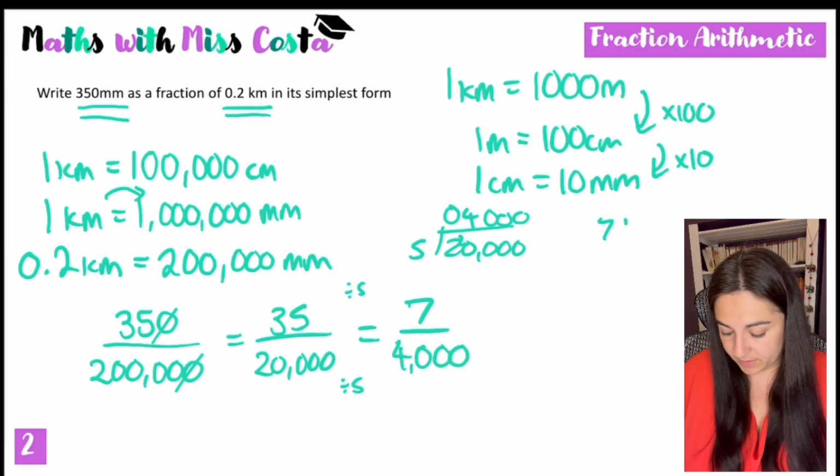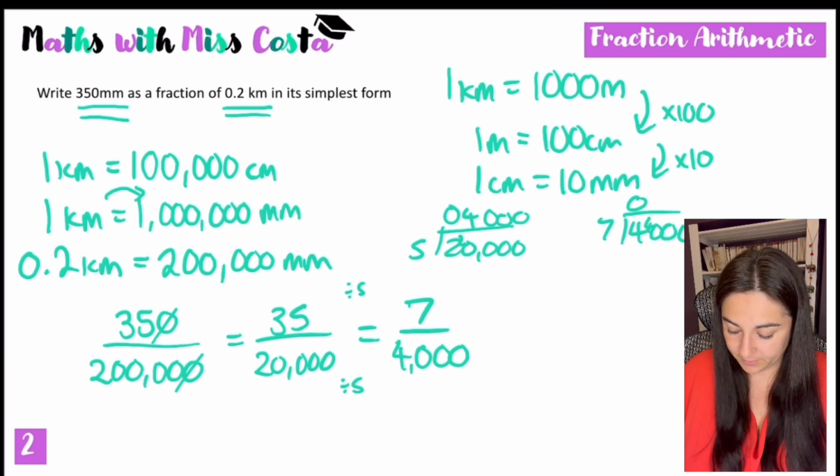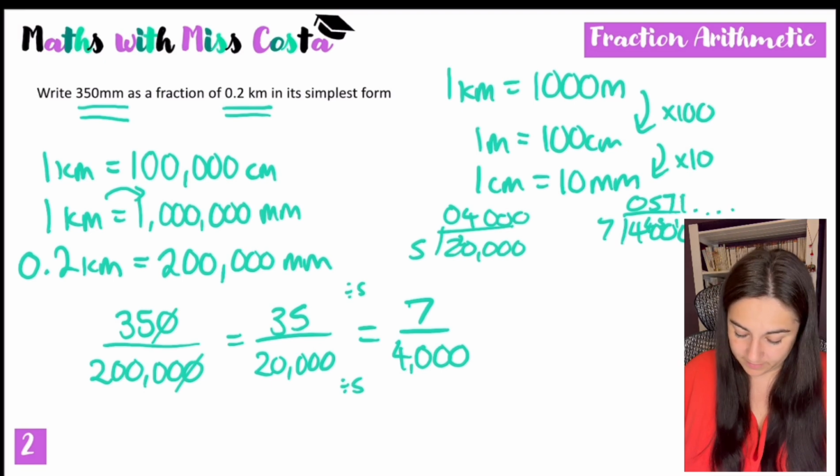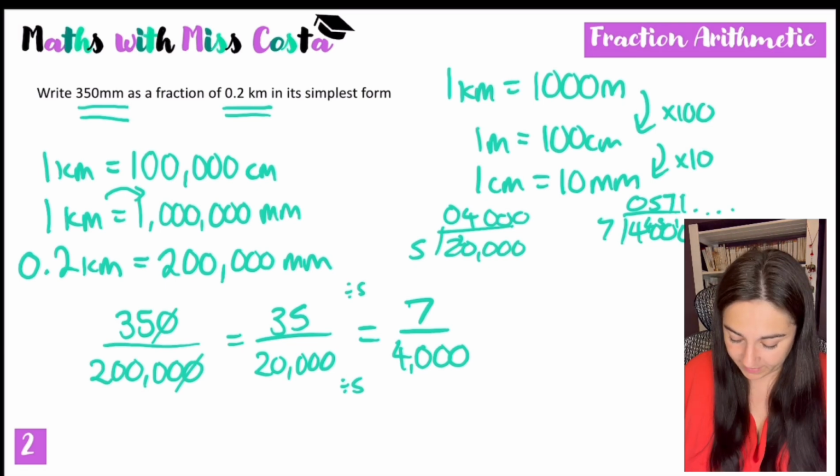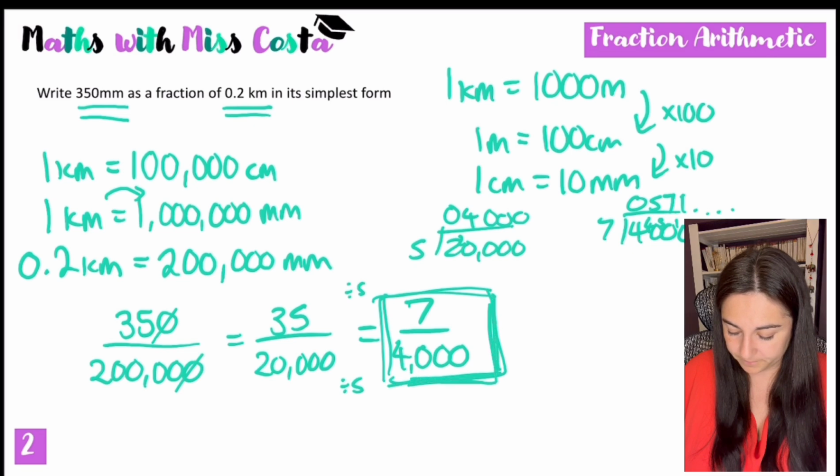Now, does 7 go into 4,000? How many 7s go into 4? 0. How many 7s go into 40? 5, remainder 5. How many 7s go into 50? 7, remainder 1. How many 7s go into 10? 1, and you know it's not going to be a whole number. So therefore 7 over 4,000 is in its simplest form.